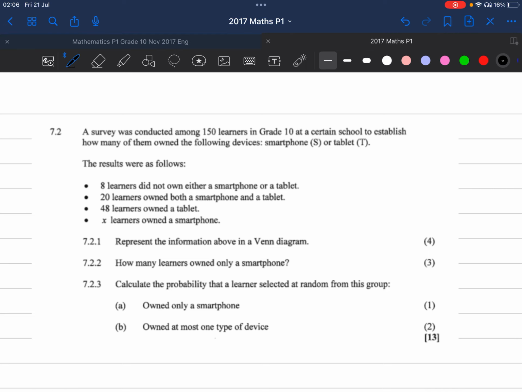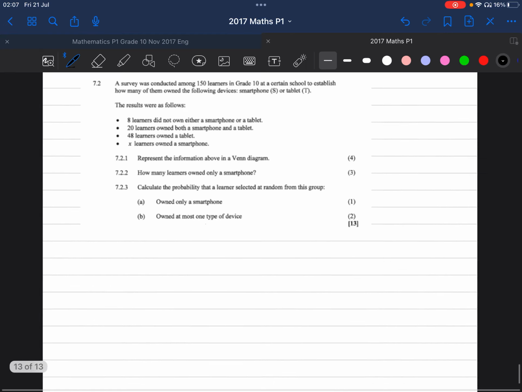A survey was conducted among 150 learners in grade 10 at a certain school to establish how many of them owned the following devices: smartphone or tablet. The results were as follows: 8 learners did not own either, 20 learners owned both, 48 owned a tablet, and X owned a smartphone. Represent the information above in a Venn diagram.